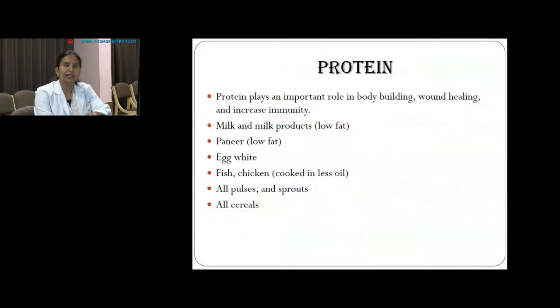Protein plays an important role in bodybuilding, wound healing and increasing immunity. Milk and milk products, preferably low fat. Paneer should be low fat. Egg white, in place of whole egg, is a better option. Fish, chicken cooked in less oil, all pulses and sprouts and all cereals containing protein will help to maintain body weight and definitely bodybuilding.